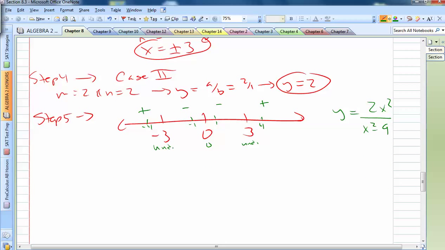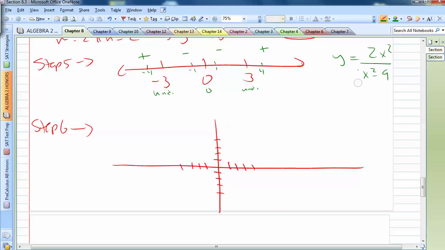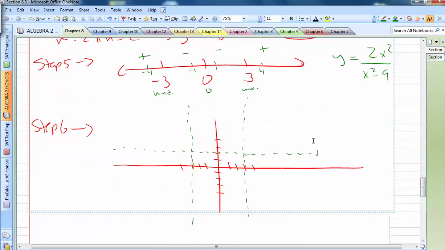So now we make our graph. In step 6, let's set up our grid. Let's draw in the asymptotes. Remember, one's at negative 3, one's at positive 3. Horizontal asymptote y equals 2. X and y intercepts both at 0.